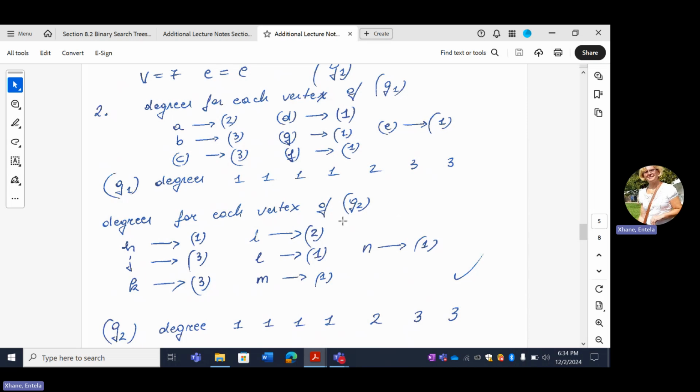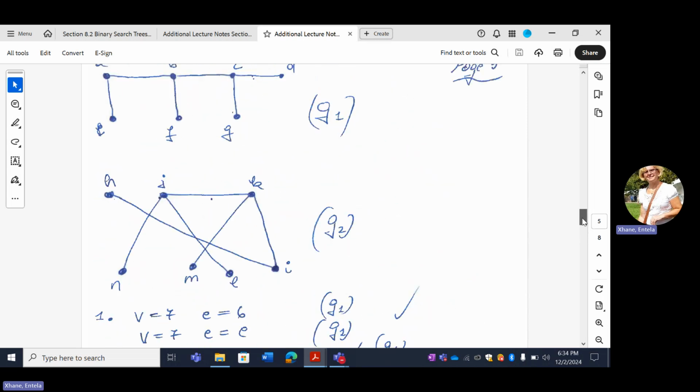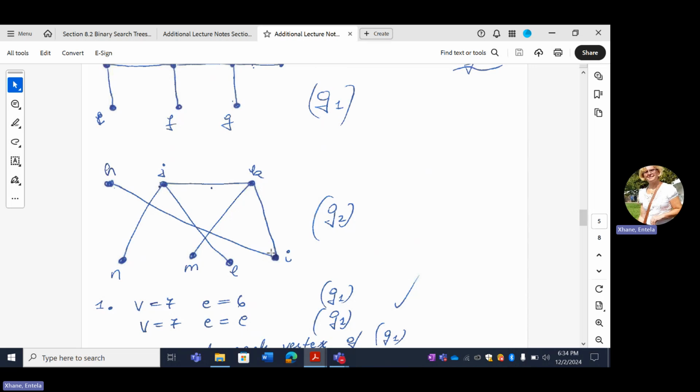Now let's look at the second graph. I start off with H, the vertex H. It's connected to I only, so degree is 1. Now, another vertex that has only one connection is N. Another vertex that has only one connection is M. And then another vertex that has only one connection is L. So these are all 1, 4 of them. Now, a vertex with 2 connections is I. So this is the same as vertex A.